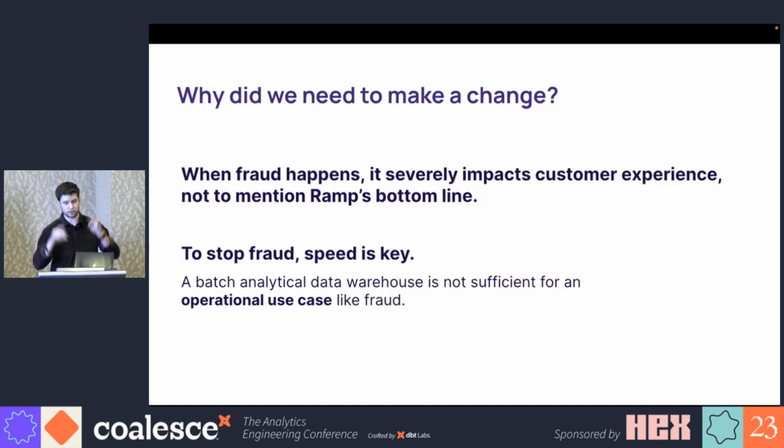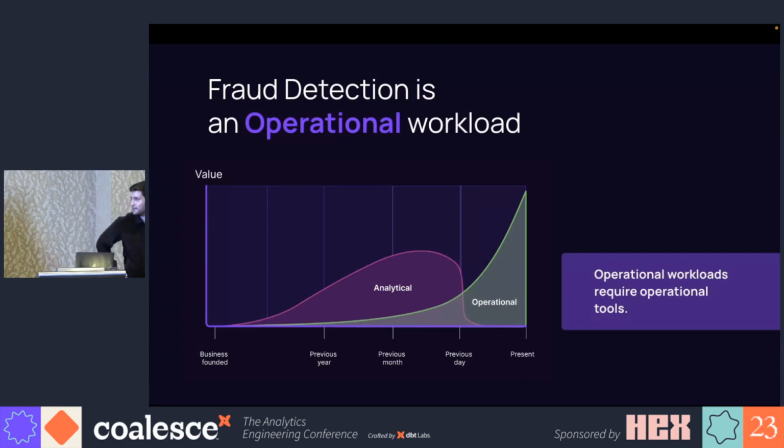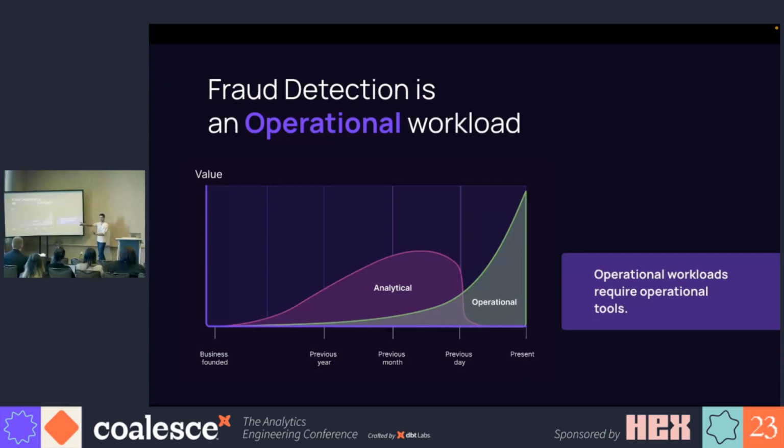In terms of what an operational workload means, Nikhil's going to talk more about that and also talk about how Materialize works. Nikhil, please. Thanks very much, Ryan. So there are broadly two different types of data workloads. On the one hand, you have analytical workloads, and on the other hand, you have operational workloads.